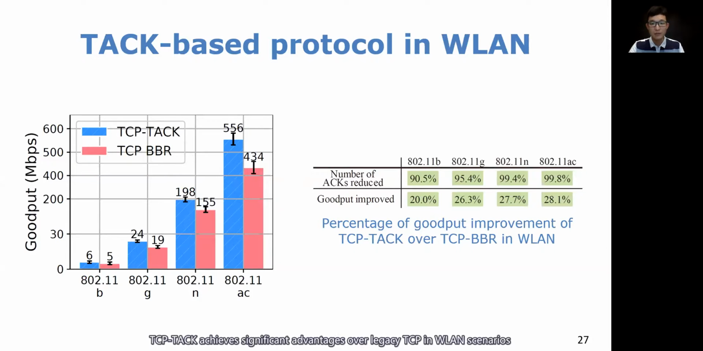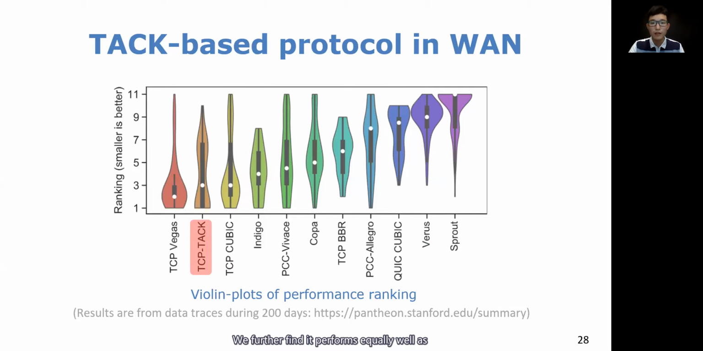Here is the result. TCP TACK achieves significant advantages over legacy TCP in WLAN scenarios due to less contention between data packets and ACKs. Specifically, TCP TACK reduces over 90% of ACKs and also obtains an improvement of 28% on goodput. We further find it performs equally well as high-speed TCP variants in wide area network scenarios. This is attributed to the advancements of TACK-based protocol design in loss recovery, round-trip timing, and send rate control. This serves as a strong validation of TACK.